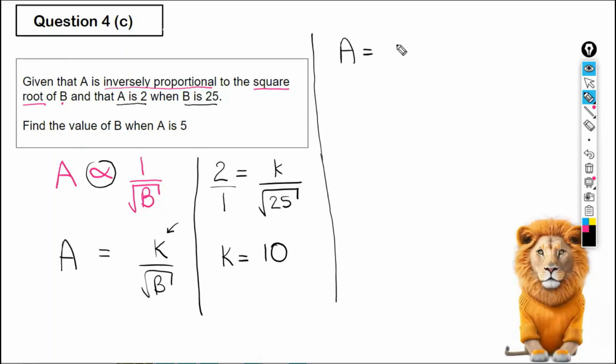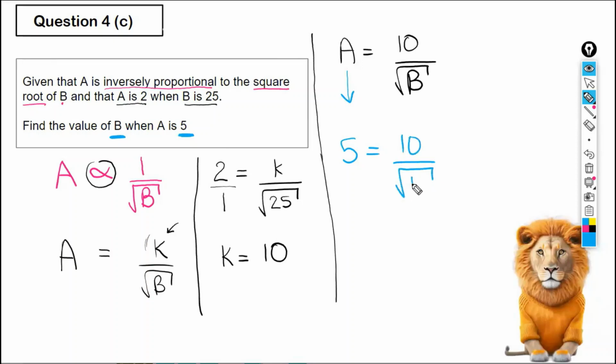A is equal to 10, because we now know K is 10, divided by the square root of B. The question goes on now to ask us to find the value of B when A is 5. So they want us to replace A with 5 and quickly solve for B. Do you all think you all can cross multiply and solve for B very quickly? What would you get?